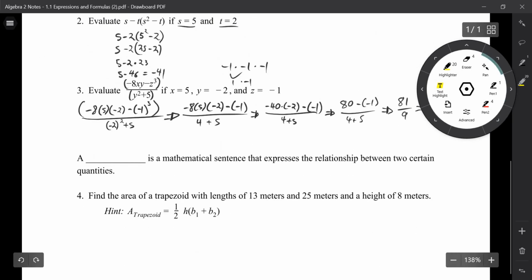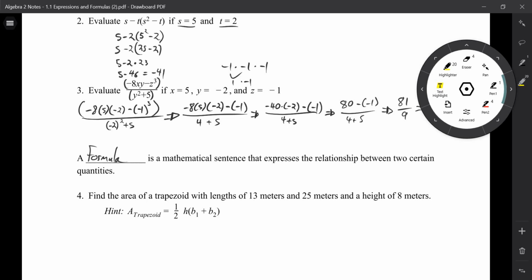A blank is a mathematical sentence that expresses a relationship between two certain quantities. What we're looking for here is formula. Formulas can be very complex or they can be very simple. For instance, the area of a square is just the length of its side squared. For something a little bit more complex like a trapezoid, we're looking for 1/2 height times B1 plus B2, base 1, base 2. That can be length. It's typically how it's described.